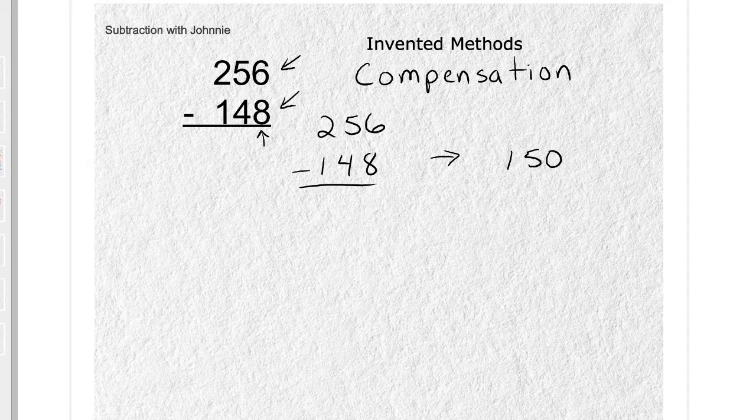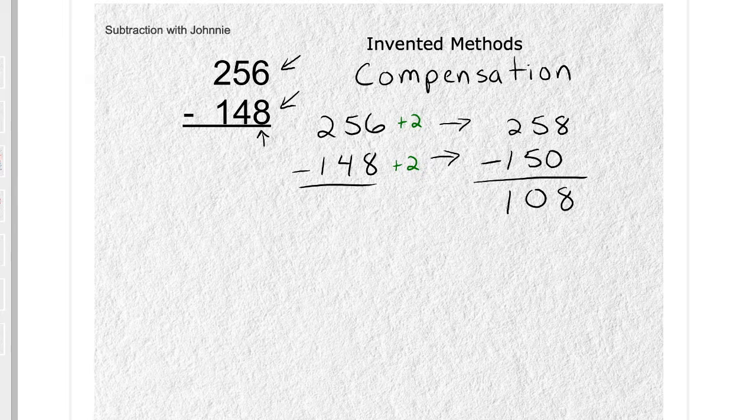So I've added 2 to the 148 to make 150. Now, because I've added 2 to the 148 to make that nice round 150, I need to add 2 to the 256. And this will take us to 258. And if I subtract these out, you can see 8 taking away 0, quite easy. I have 8, 5 tens minus 5 tens, no tens, and 2 hundreds minus 1 hundred, 108.